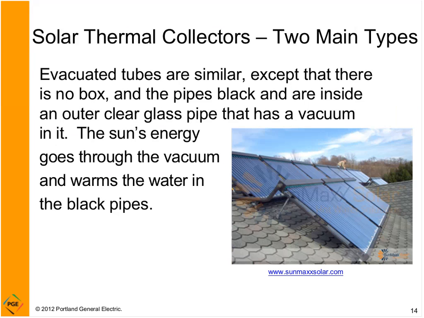which is evacuated tubes. Now, these are similar to flat plate collectors, except there's no real box around the pipes. Instead of a box, each pipe has an individual outside enclosure that's clear glass. The sun comes in, hits that glass, goes through the glass, and absorbs on the pipes that are inside the glass tube. The beauty of these evacuated tube systems is that inside that clear glass pipe is a vacuum. So the sun's energy can go through the vacuum, warm the water in the pipe, but then the warmth from the pipe cannot go back through a vacuum, so it stays in the pipe.